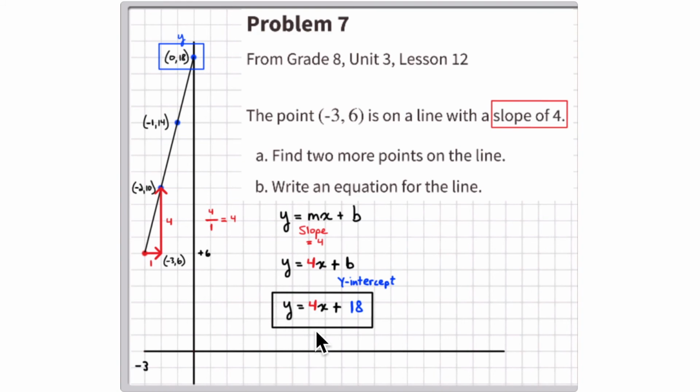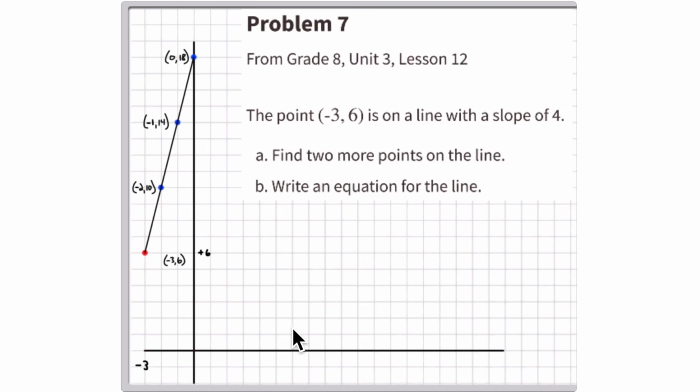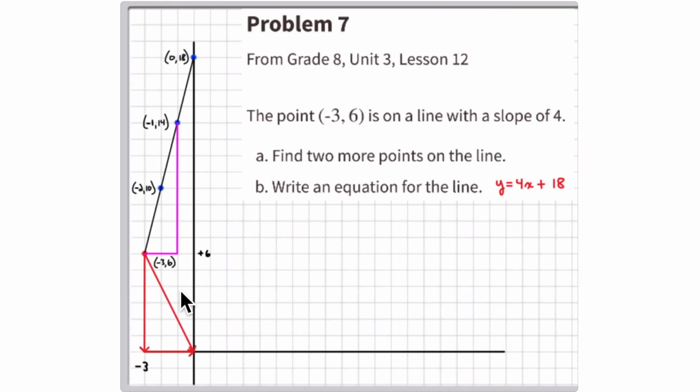Now that's the pretty straightforward way of doing this problem. But you don't want to always do it that way. You want to do the problem in a way that shows you have more depth in your thinking of how to solve these. So let's do this the second way. Let's use a slope triangle. So we're going to end up with y equals 4x plus 18.